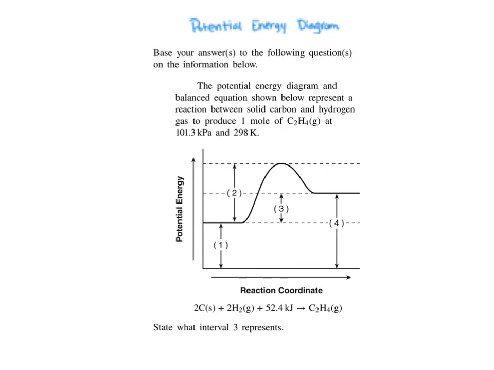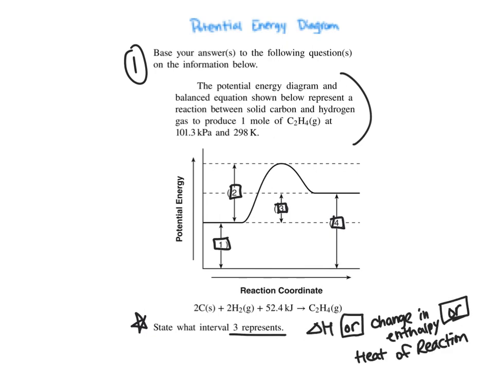Here is the first problem that we're going to be doing together. It gives you some extra information that we don't really need in order to answer the actual question. It says to state what interval 3 represents. And notice that these interval numbers are not the same as the ones that we used in the previous examples. To answer this question, all you had to say was that interval 3 is delta H, or change in enthalpy, or heat of reaction.